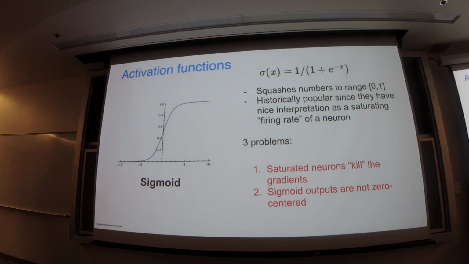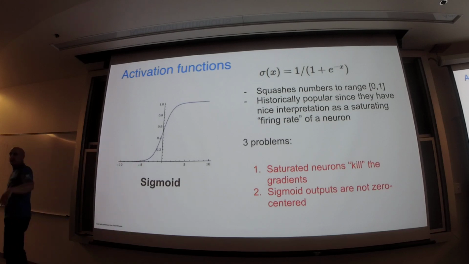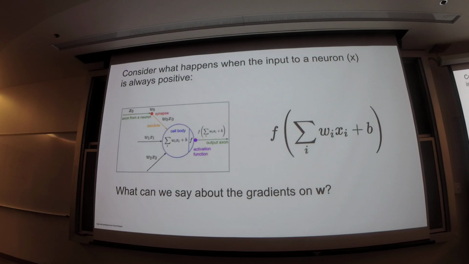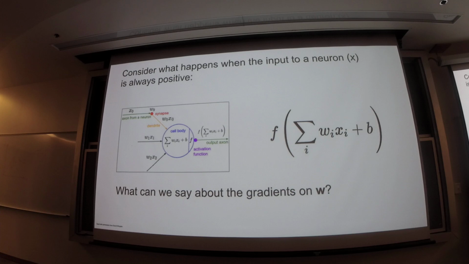Okay, so another possible problem is that this output here is always positive, right? So there's no negative output. So what does that mean? The output's always positive. So as we go to the next layer, everything coming out of it could have been both positive and negative when it was coming out of the linear part of the layer, but now we apply this nonlinearity, which makes everything positive. So what's going to happen? What can we say about the gradients there?